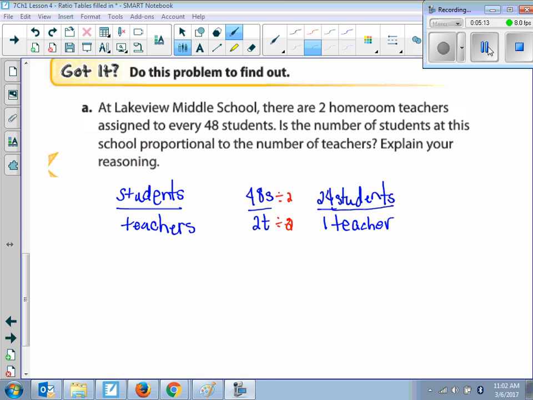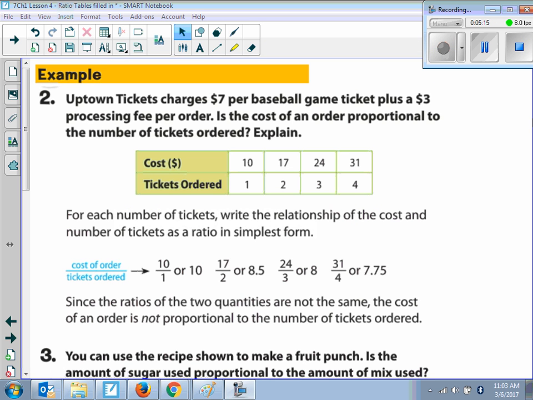This would be proportional. Very good. All right, so Uptown Tickets charges $7 per baseball game ticket plus a $3 processing fee per order. Is the cost of an order proportional to the number of tickets ordered? And explain. Once again, in order for us to find out if it's proportional or non-proportional, you're going to simplify all of the rates to a unit rate and then compare.